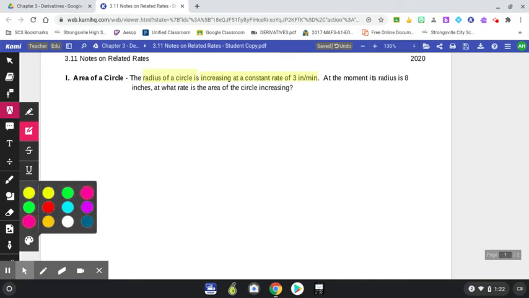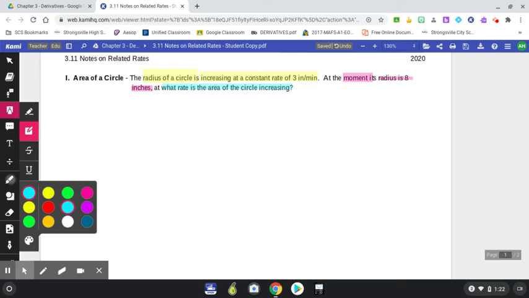At the moment, when we talk about this moment, it means like in this exact moment of time, okay? The radius is 8 inches. Notice there's only 1 unit on that, okay? So that's not a rate, it's just 1 unit. A rate compares 2 units. The question then says, what rate is the area of the circle increasing?